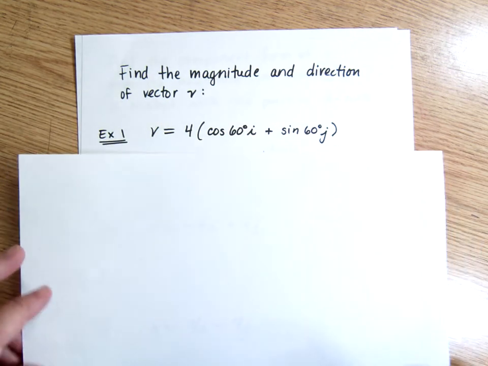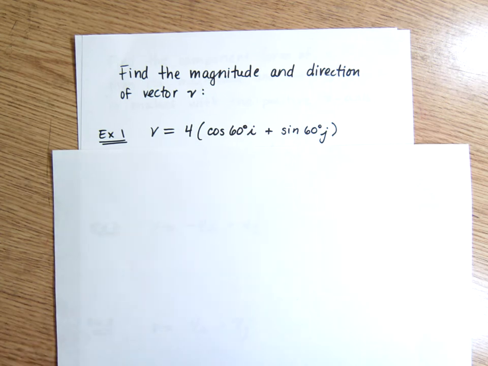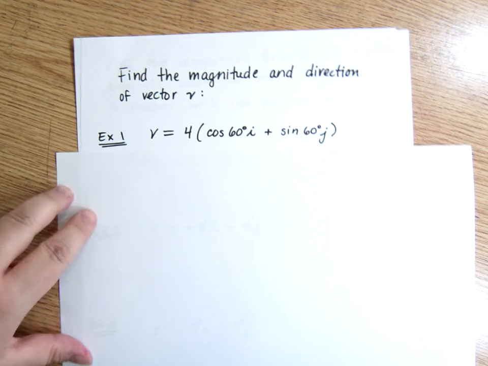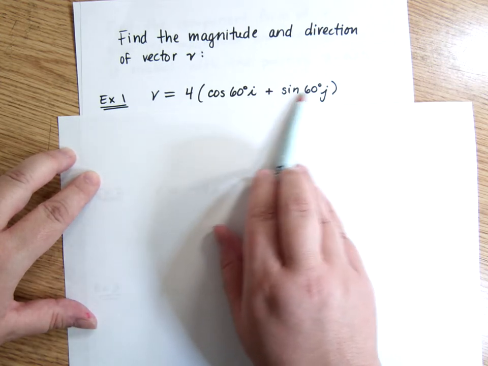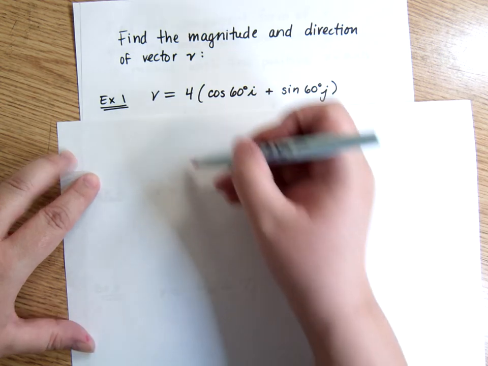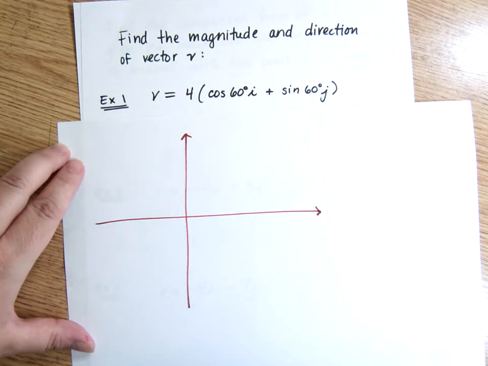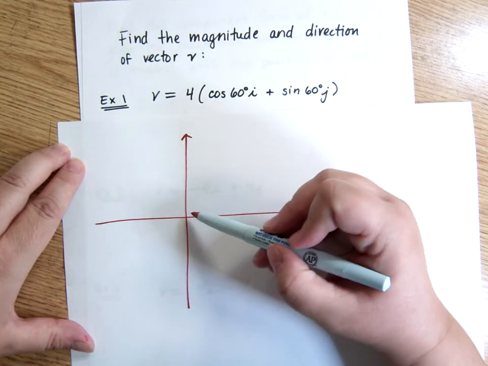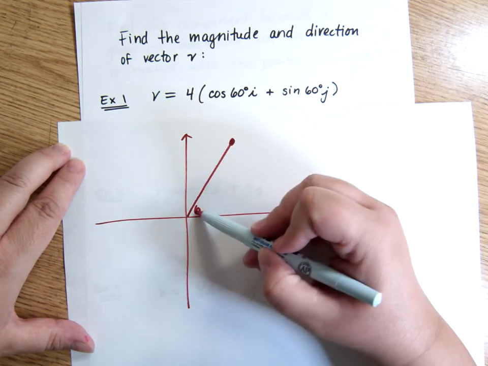But the good news is this is not going to be that hard, especially because the values that we're looking at, if you really wanted to check those out, they're sort of special right triangles. But we don't even need to go that far, honestly. Okay, this says 4 times (cosine 60 i plus sine 60 j). Let's look at a unit triangle or unit vector. Let's go ahead and talk about 60.